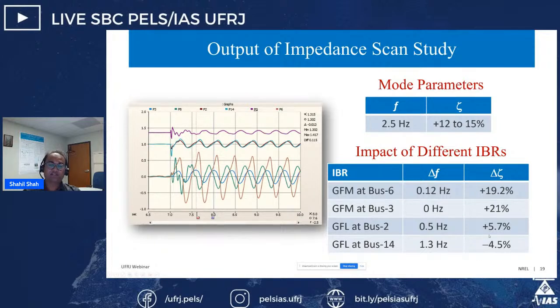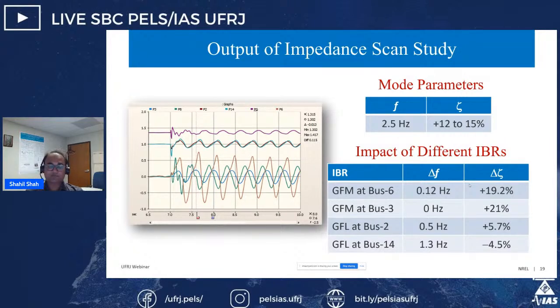Now, once you have this information, you can tune controls at specific IBRs to improve system damping and make sure that you will not have any underdamped or undamped oscillation modes in the system, and make sure that the system remains stable in a small signal sense as you go for higher penetration.